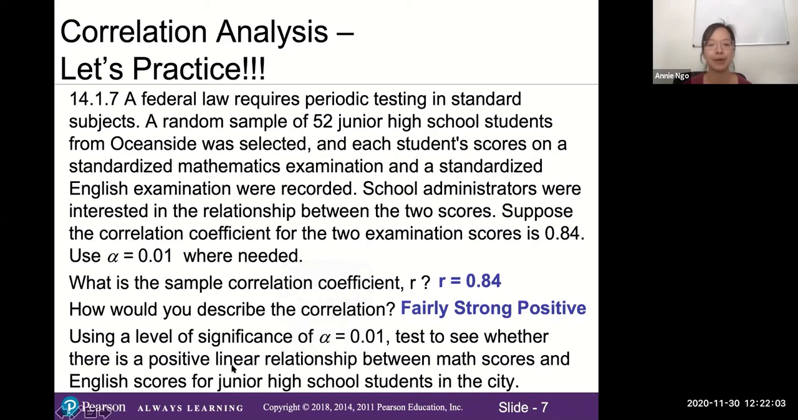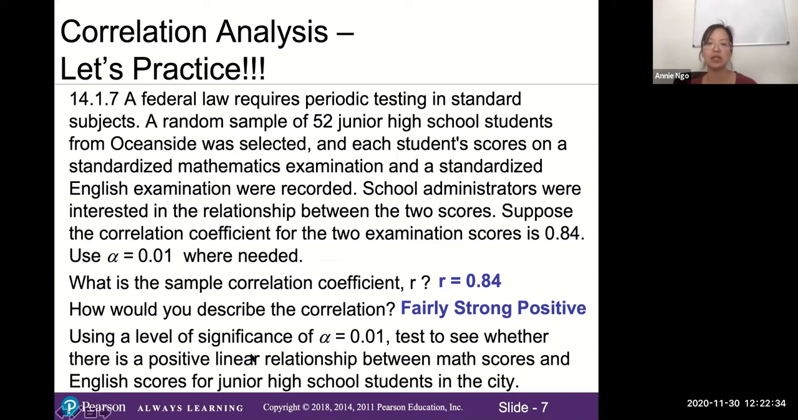It would be upper. And the clue behind that is because it says a positive linear relationship. So the positive suggests an upper tail. If it said negative linear relationship, it would be a lower tail. And if it didn't say either direction, if it just said, hey, I want to see if there's a linear relationship, then it would be two-tail. So those are the kind of clues that you'll look for. Positive, negative, or no mention at all would be a two-tail.